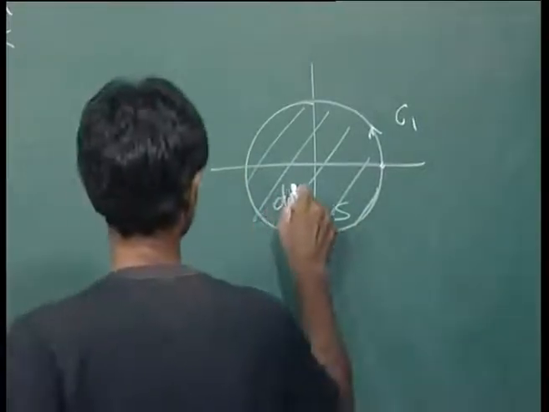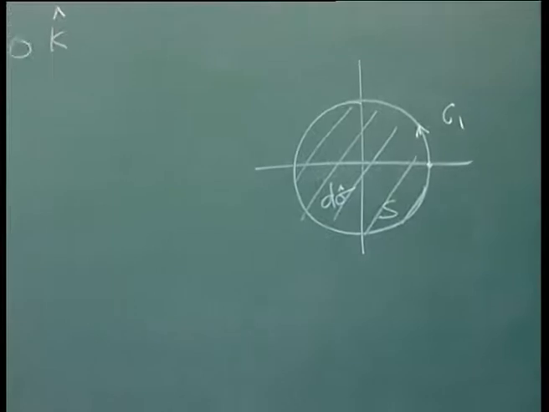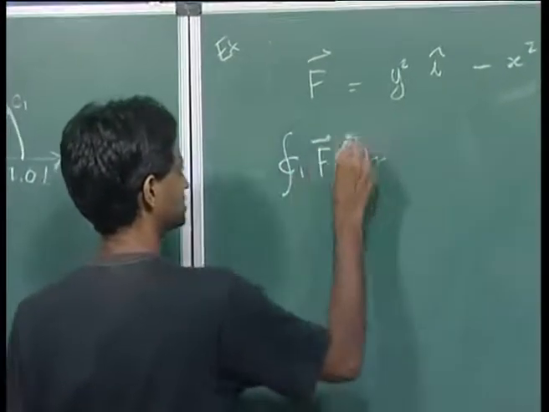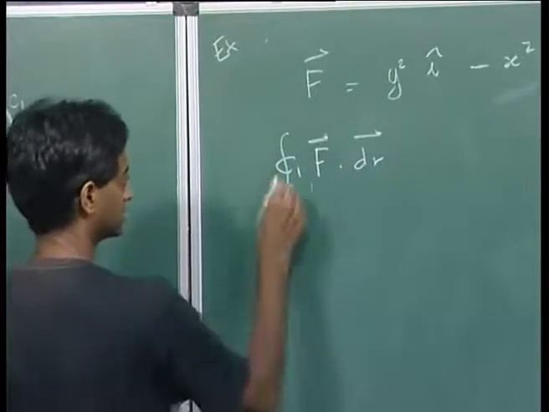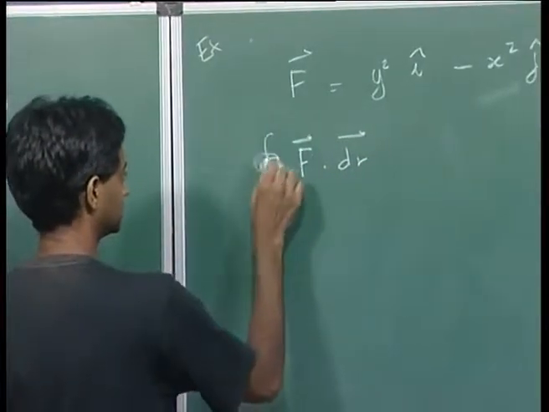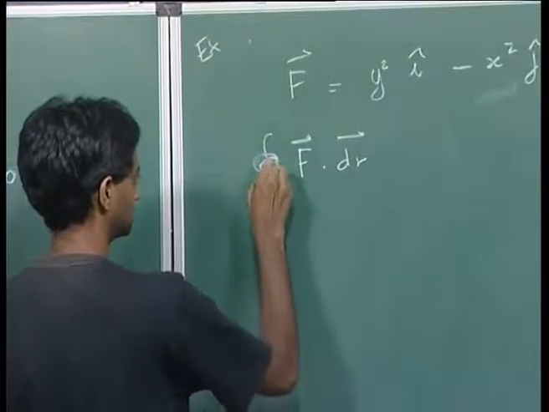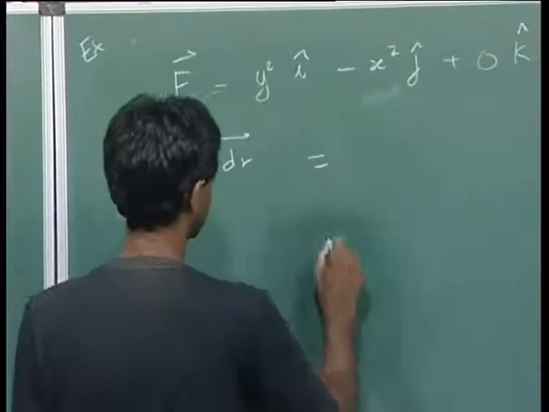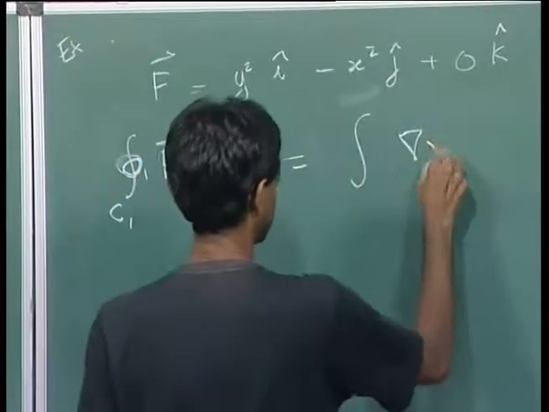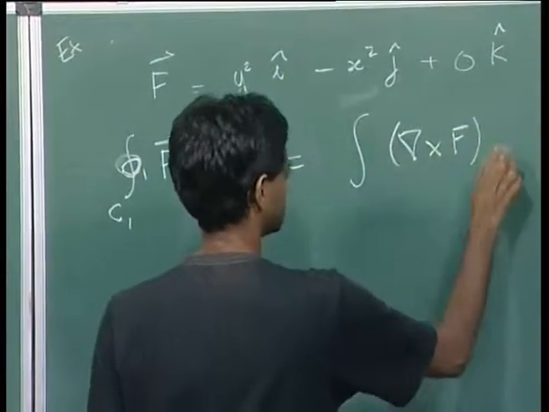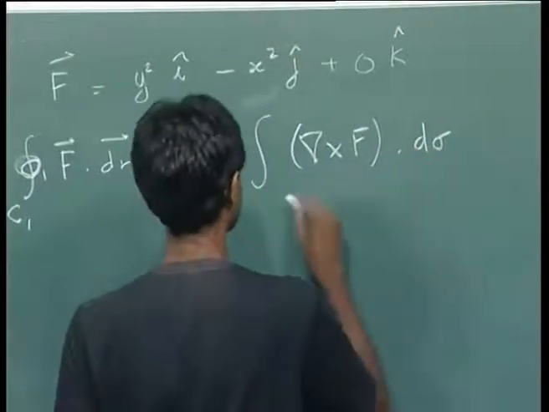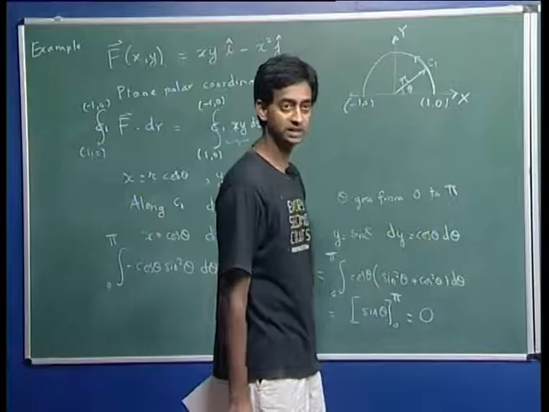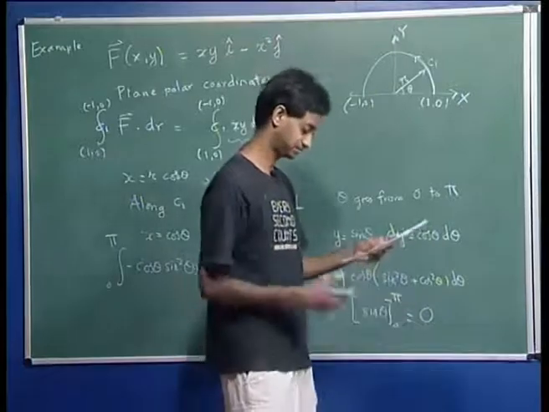Okay. So you are asked to calculate integral f dot dr along C1. Okay. This is a closed loop. So closed loop along C1 and show that this is equal to integral del cross f dot d sigma over S. Okay. So this is what we are going to show, and in this way we are going to illustrate Stokes theorem.